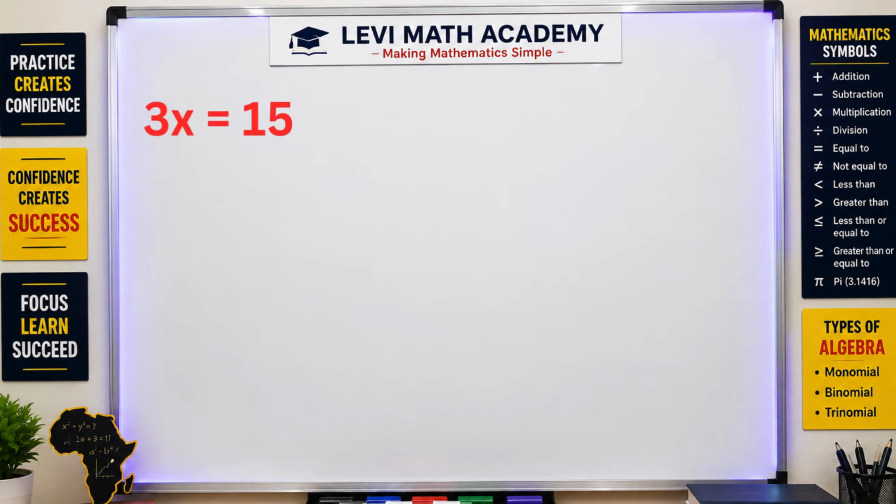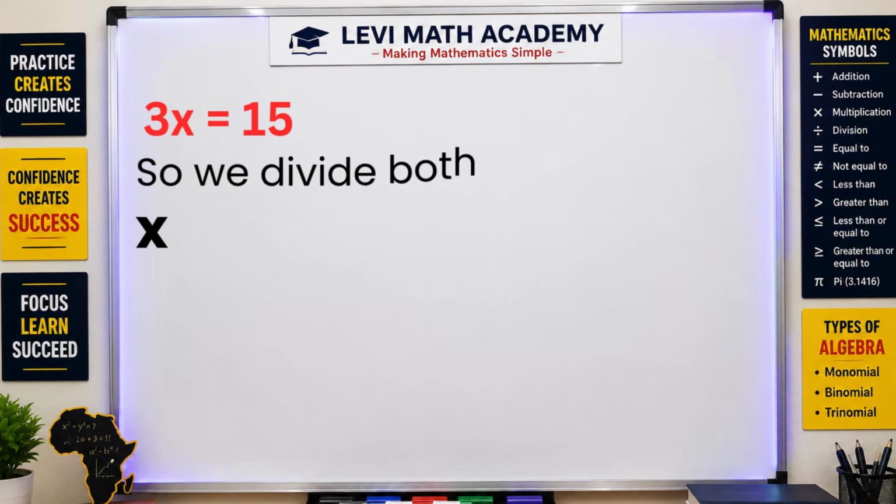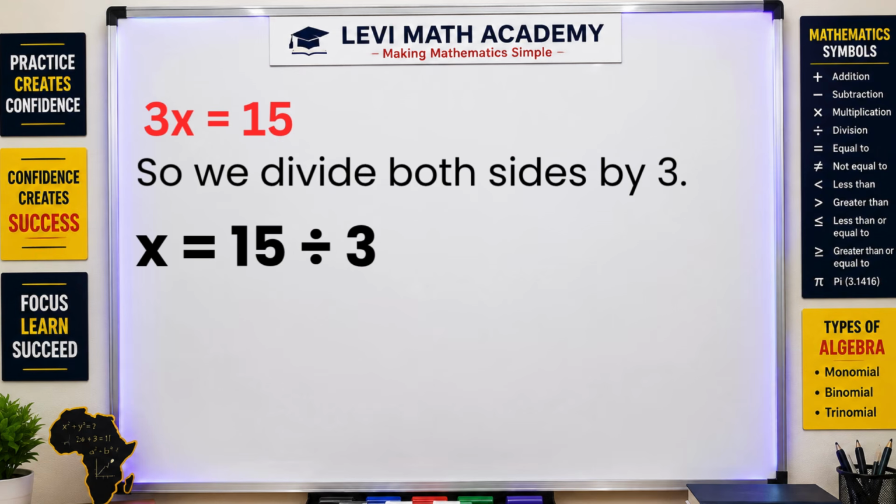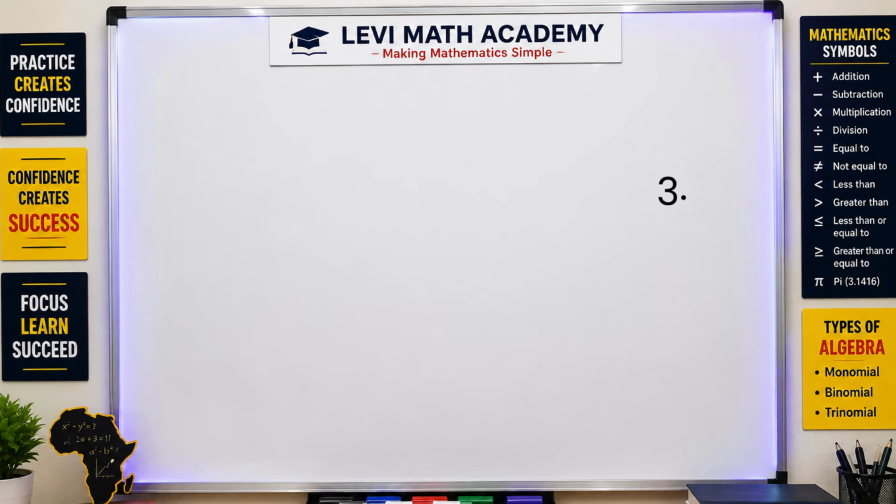Now let's solve 3x = 15. 3 is multiplying x, so we divide both sides by 3. x = 15 ÷ 3. x = 5. That is your answer. Simple. Remember, if a number is multiplying x, divide. Then let's continue to the next question.